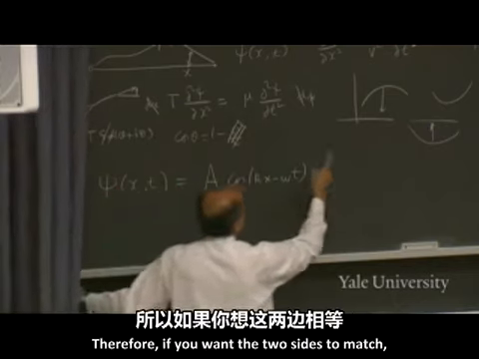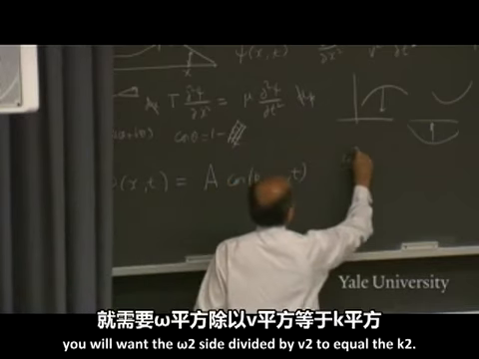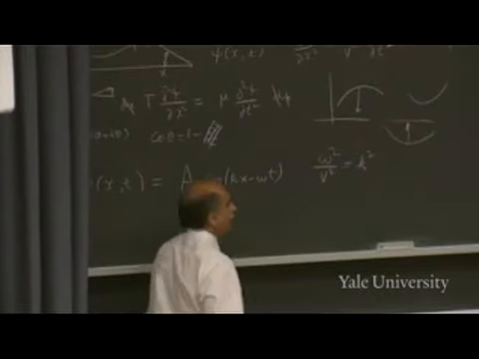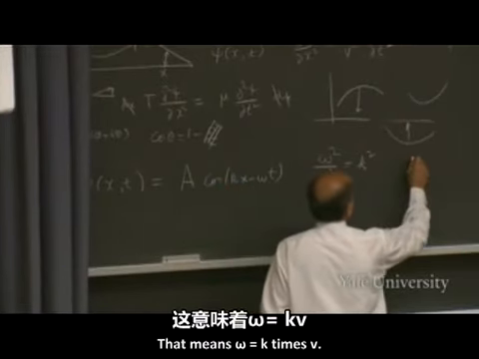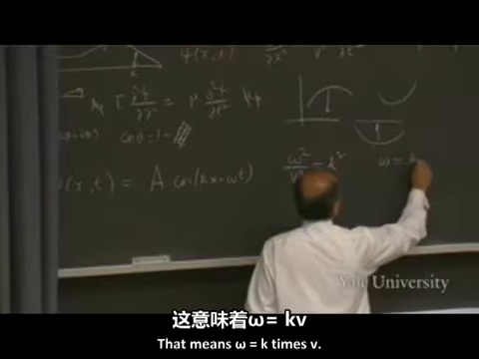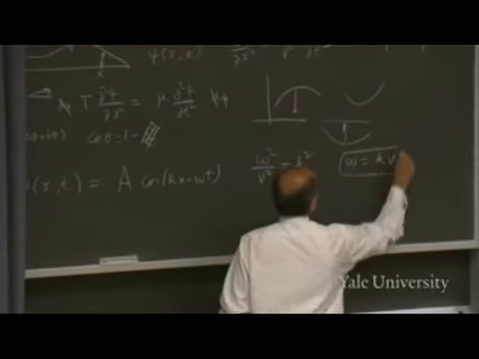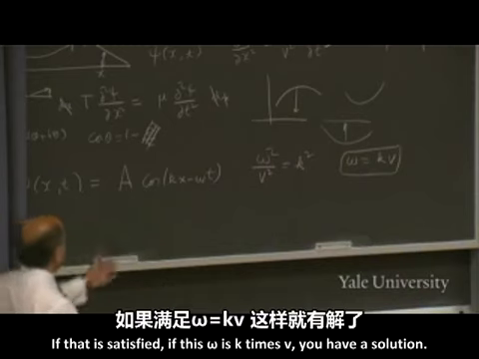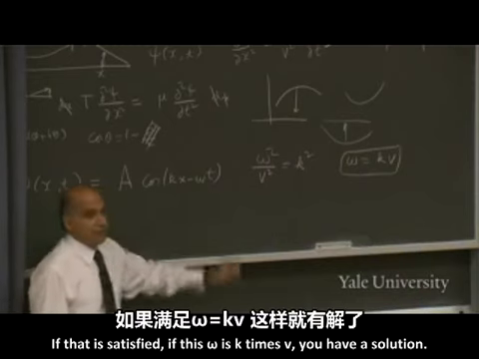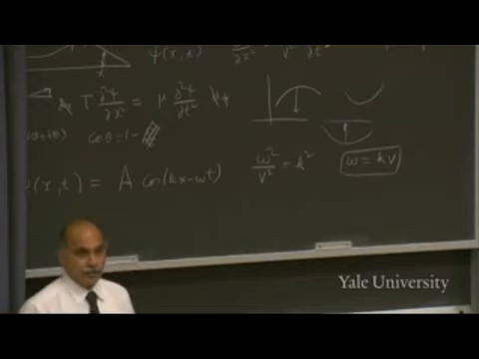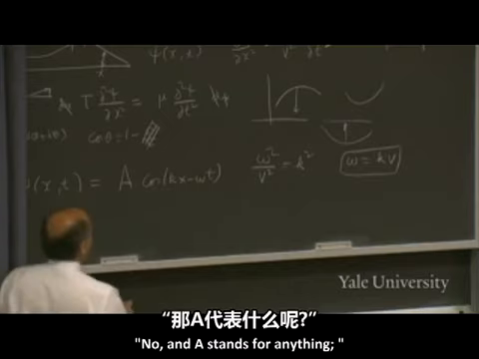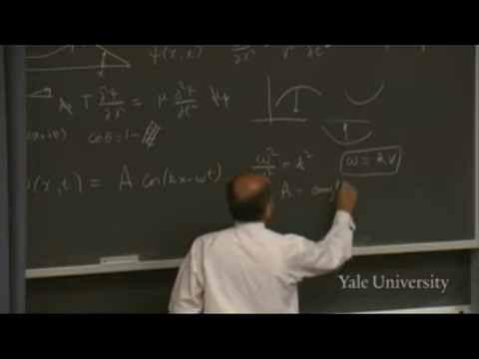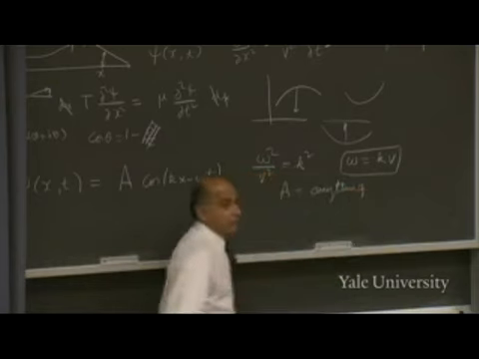Therefore, if you want the two sides to match, you will want the omega square side divided by v square to equal the k square. That means omega equals k times v. That's the only condition. If that is satisfied, if this omega is k times v, you have a solution. Now, a stands for anything. You can have any amplitude you want.